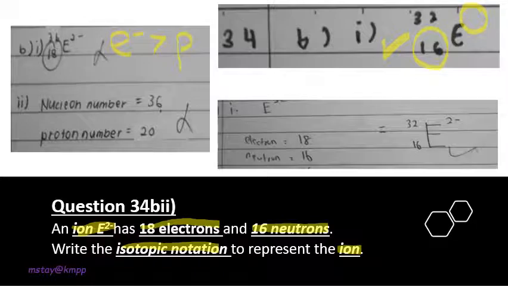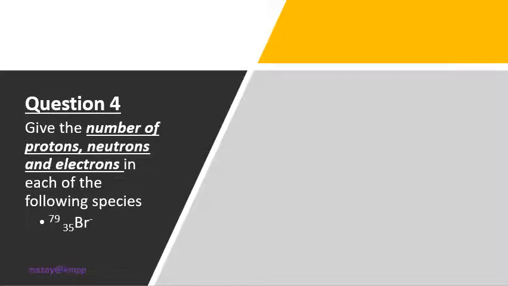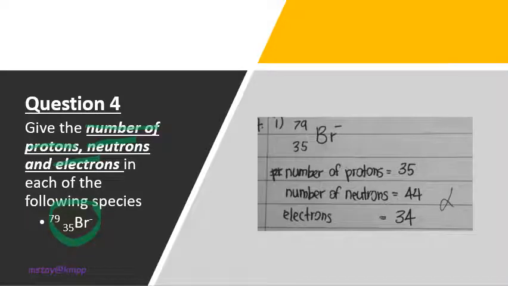Okay, in this question, you are asked to determine the number of protons, neutrons, and electrons for this species. Let's look at the answers of these students. Again, we notice that students forgot that if the ion is negatively charged, electrons are supposedly more than the number of protons. So the answer supposedly is 36.